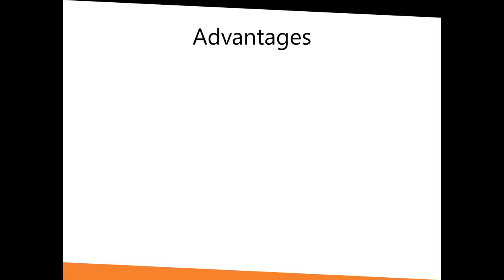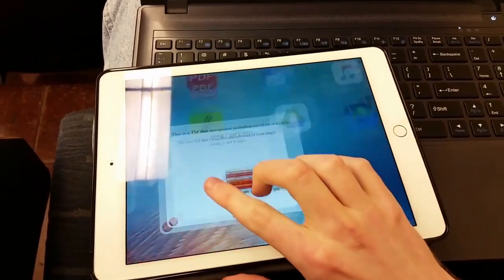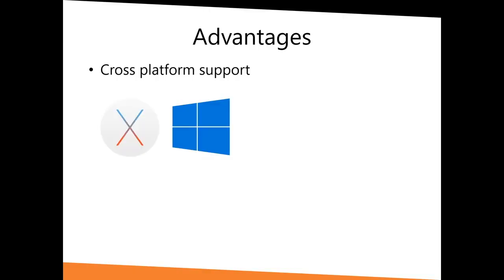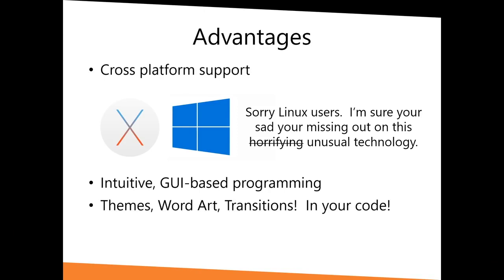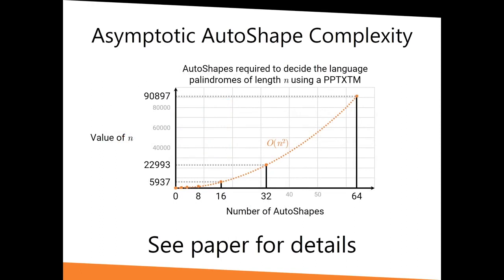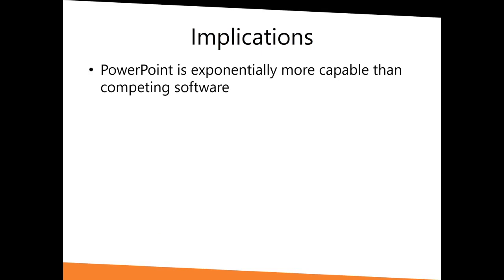The PowerPoint Turing machine offers a number of advantages over alternative programming languages, offering cross-platform support running on both mobile devices and both commercially relevant desktop operating systems. In addition, its drag-and-drop programming means there's no text and no syntax errors. But most importantly, you can use themes, word art, and transitions that PowerPoint is infamous for in your code. It requires asymptotically fewer auto shapes than when implemented in alternative slideshow editors, definitively proving PowerPoint to be exponentially more capable than competing software.